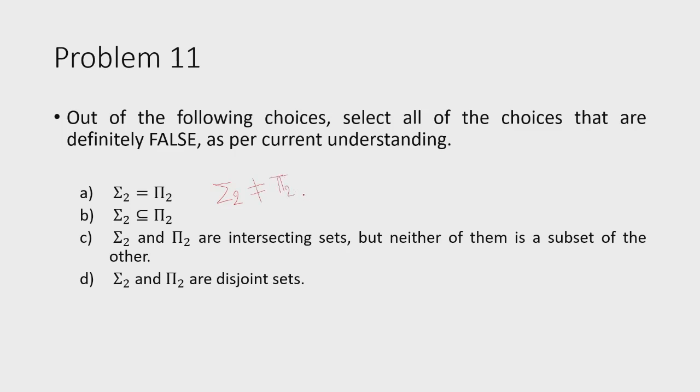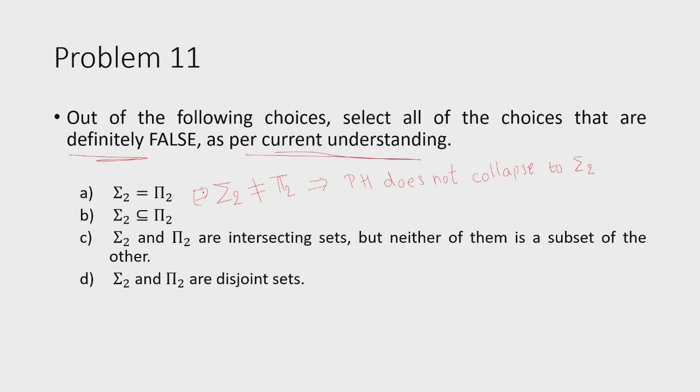But this would imply that PH does not collapse to sigma 2, which we do not know. So this is not known to be true, and not known to be false either. The question is to select all the choices that are definitely false as per the current understanding.